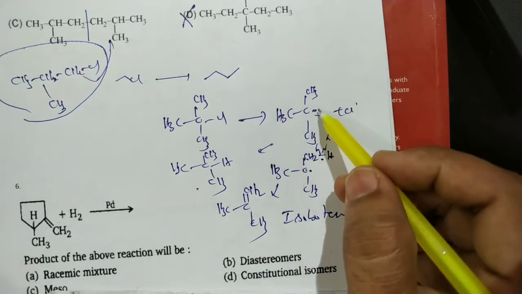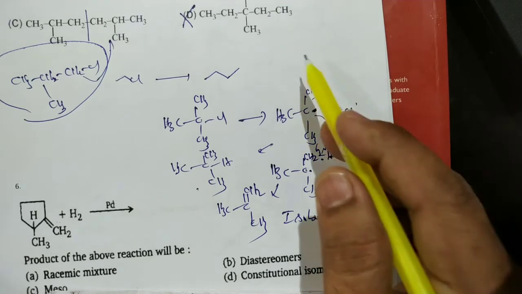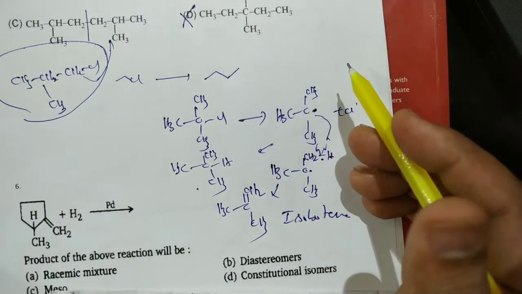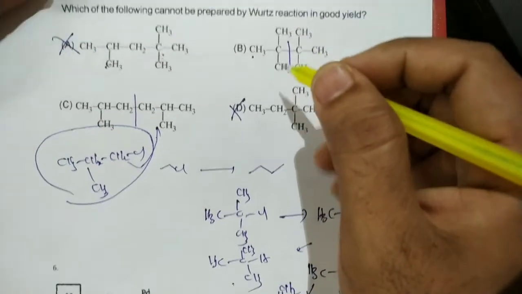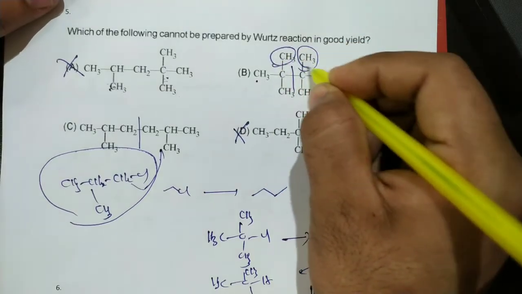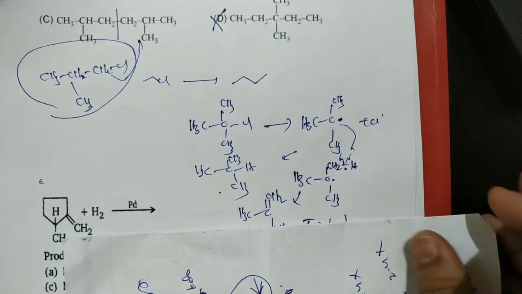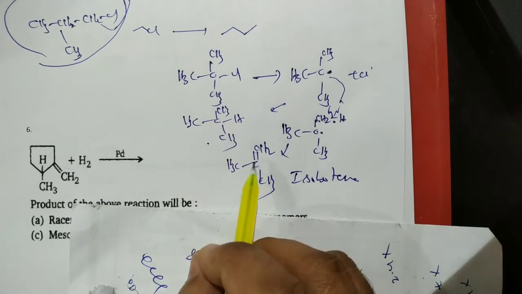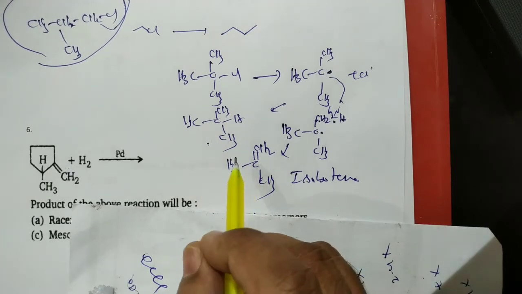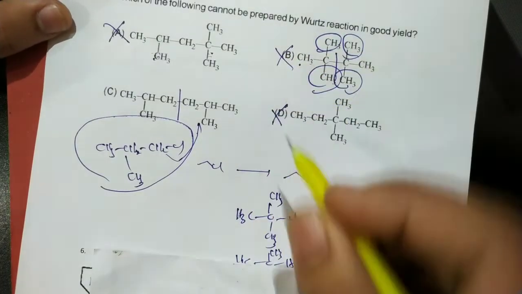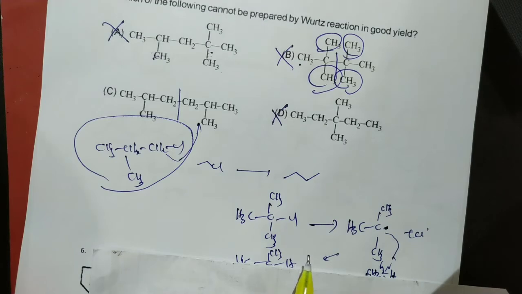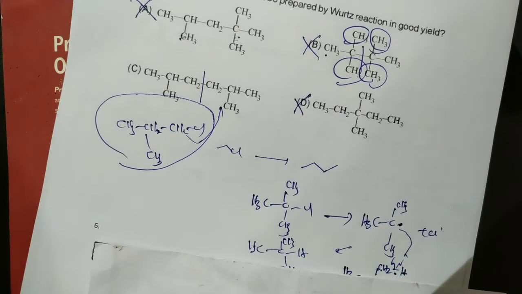Because here the combination of these two radicals becomes difficult due to some strain in this compound, that's why this dimer product is not formed in good yield. Isobutane and isobutene are formed in good yield. So here A, B, D are the answers. Okay, that's it. And next.